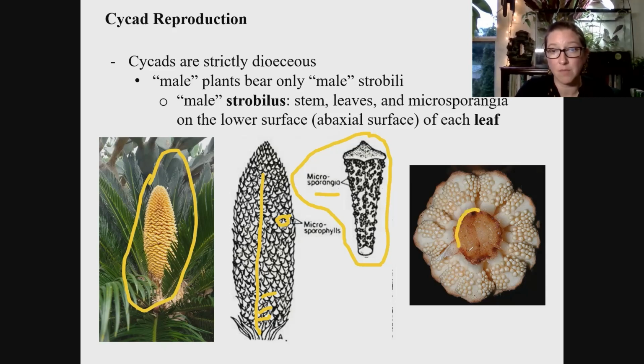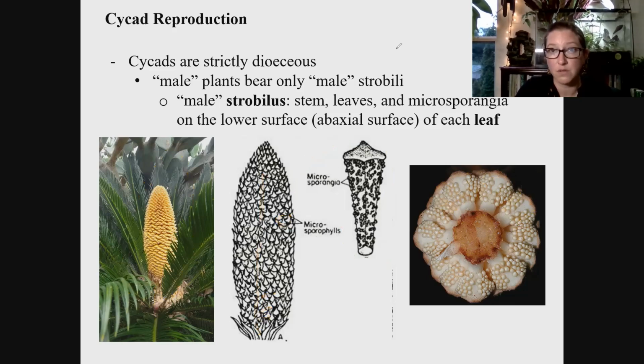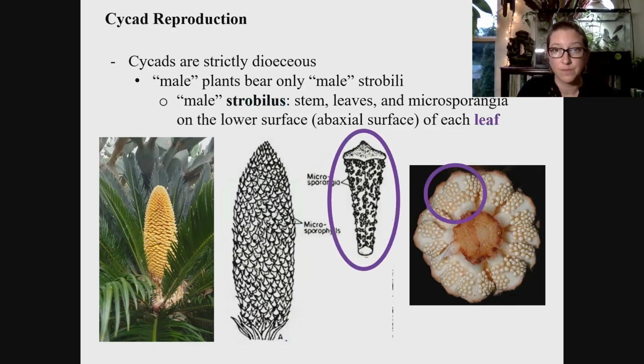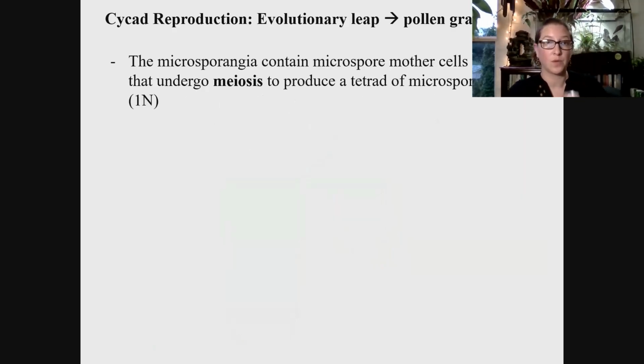So this is the stem of a strobilus, right? Here's the strobilus, it's a stem. Here is a microsporophyll leaf. Here is a microsporophyll leaf, etc., going all the way around. And on the bottom side of each of those leaves, you see the microsporangia. Lots and lots on each leaf. Strobilus, leaf, aka microsporophyll, right? Okay.